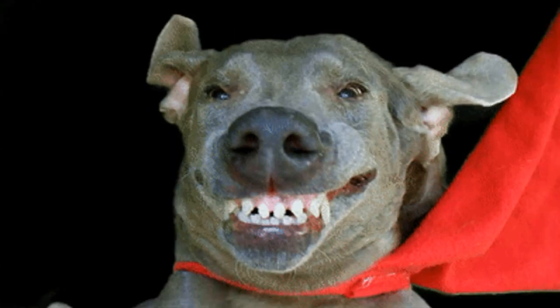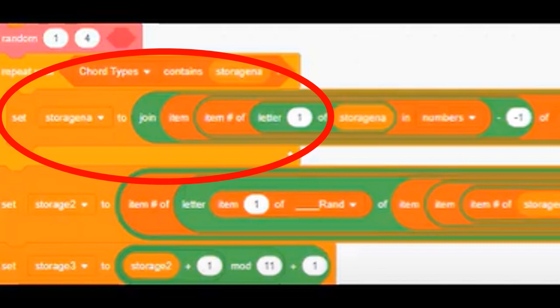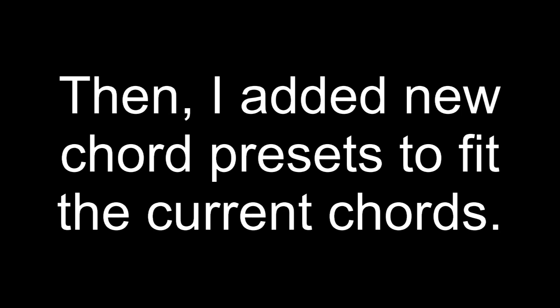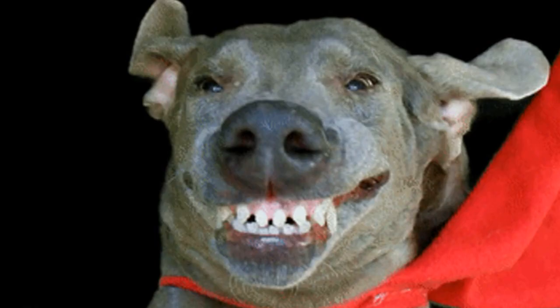So let me explain. First, I had to make the melody actually sound like a melody. I decided to remove a bunch of the code that changes the notes to the nearest fitting value. The first one I removed made the chords go up until it fit one of the chords in the chord presets, then added new chord presets to fit the current chords. This made the melody chords actually be in the correct key.